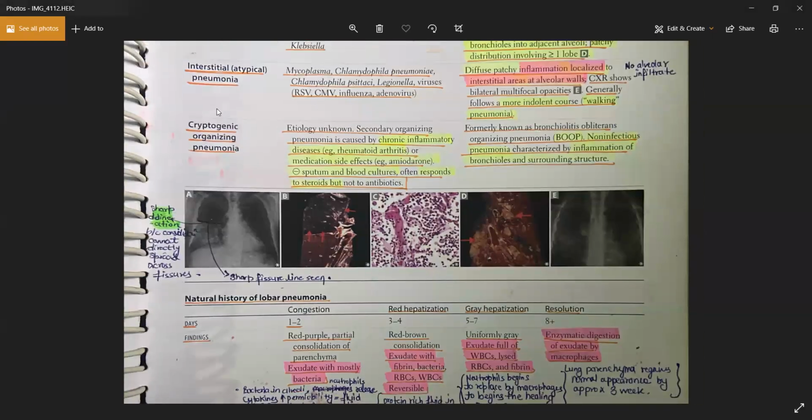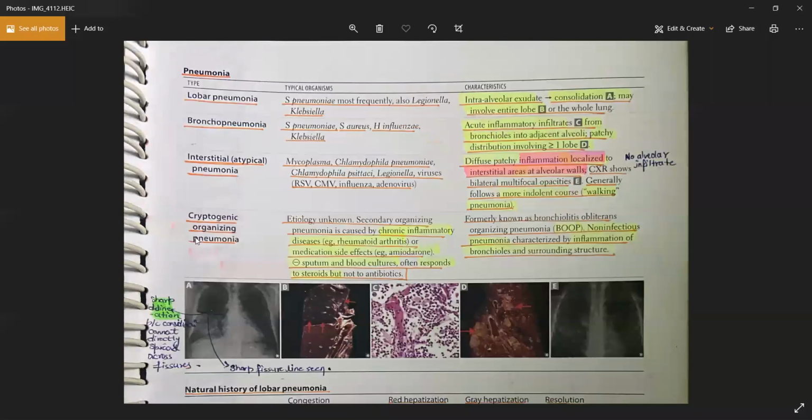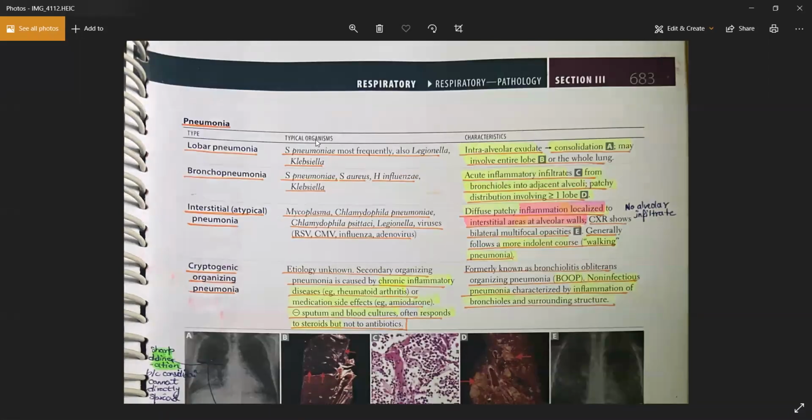So cryptogenic organizing pneumonia, we have discussed that already. Now, how would you know if the patient is having a lobar pneumonia? How would you find which lobe is involved? You have to find it also, right?